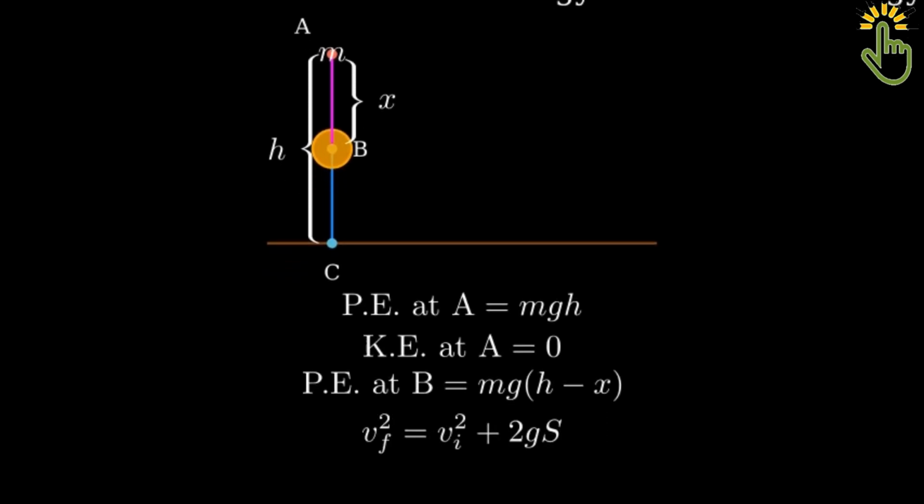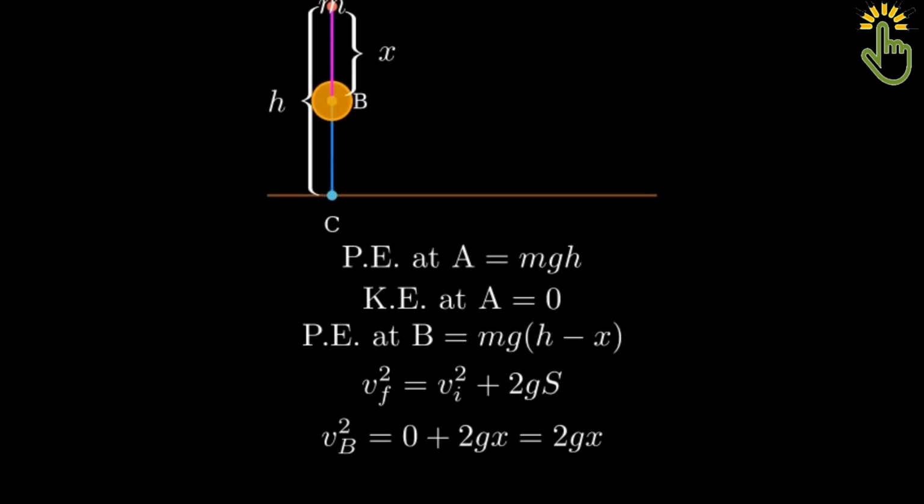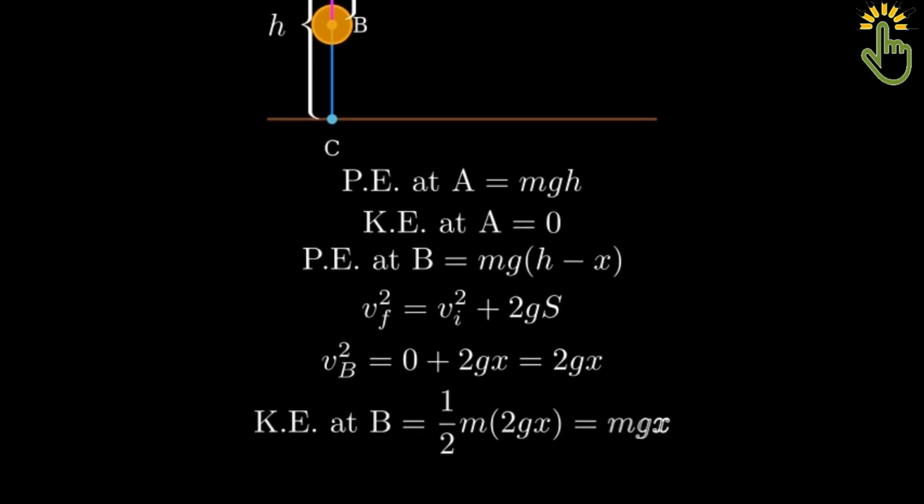To find the kinetic energy, we need to calculate the velocity at point B. We can use the equation of motion: V final squared equals V initial squared plus 2 times g times displacement. Since the initial velocity is 0 and the displacement is x, we get VB squared equals 2gx. Plugging this into the kinetic energy formula, 1/2 mv squared, we get kinetic energy equals 1/2 m times 2gx, which simplifies to mgx.